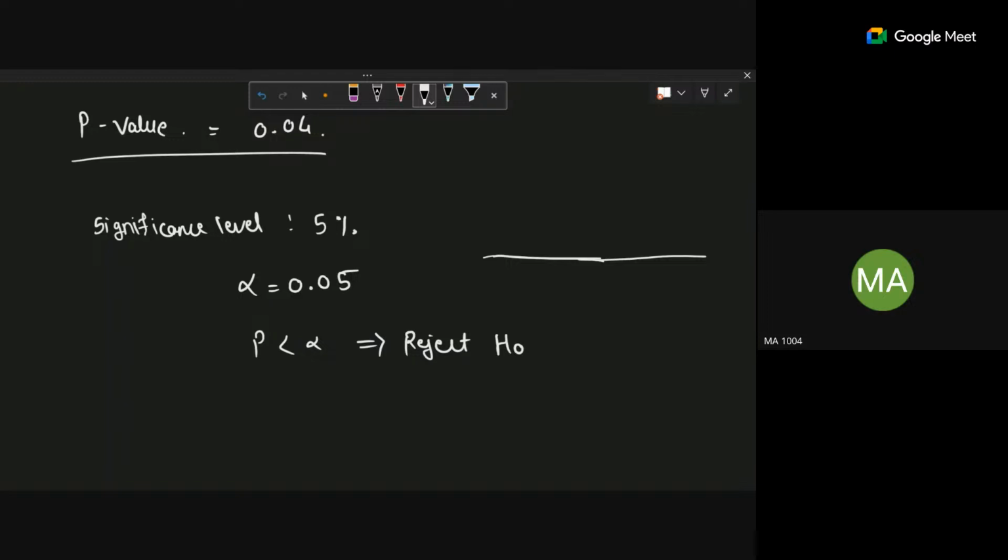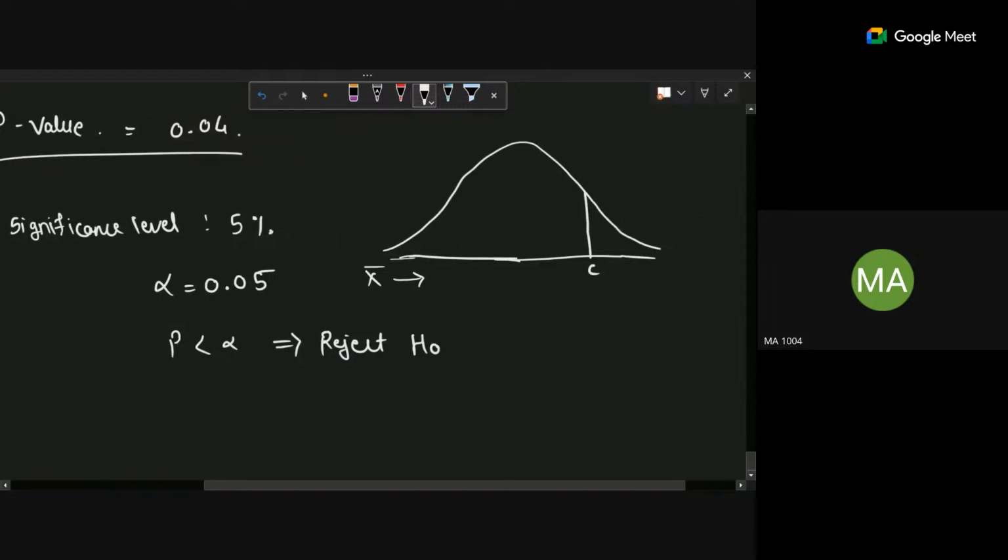You can revisit that session also. I'm explaining here in short only. See, this is how our normal distribution looks, right? Somewhere here there will be a C value, a critical value. Let's say this is your critical value, and the X bar values are there. And what is the p value? The p value is the lowest significance level where we will reject the null for the critical point C.